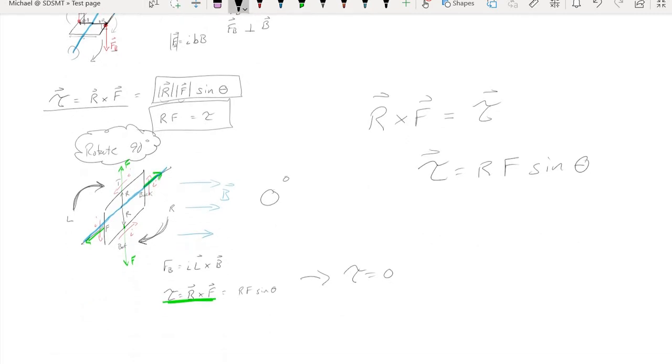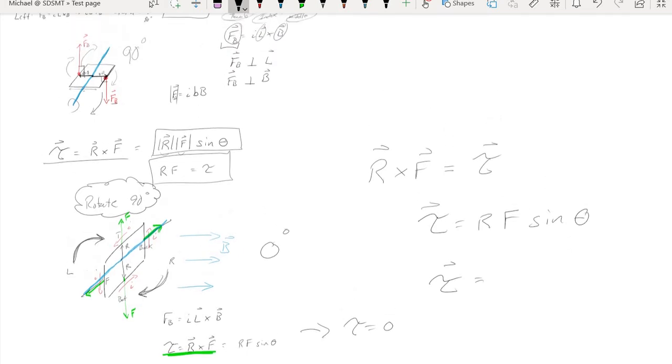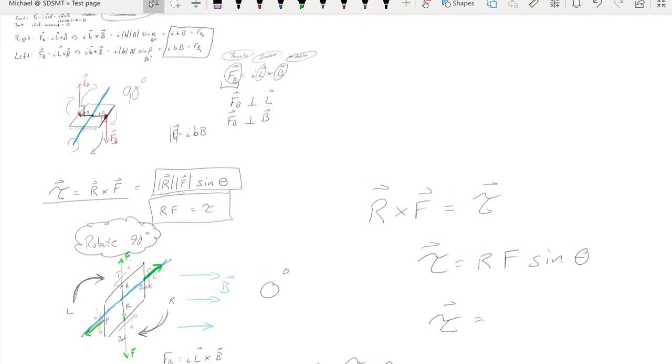Okay, so why is this important? Well, now we can describe the torque that is acting on this coil using our Physics 2 information. This was actually a Physics 1 expression. We want to update it for our Physics 2 information.